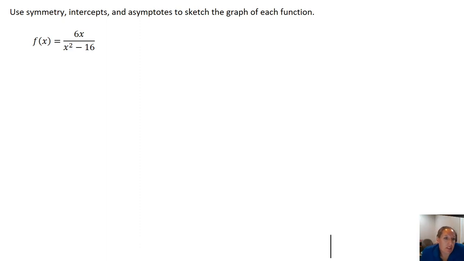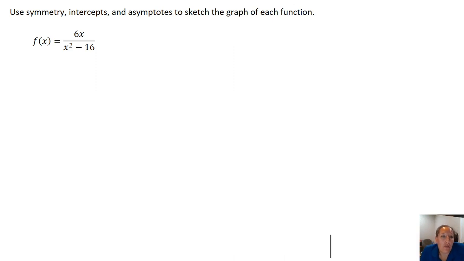Hello. In this video we are going to put together all of the parts of graphing a rational function and sketch the graph of a couple of rational functions. Our first one is f of x equals 6x over x squared minus 16.